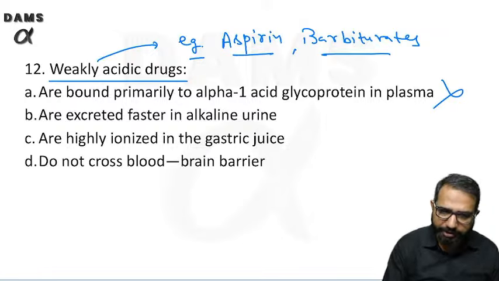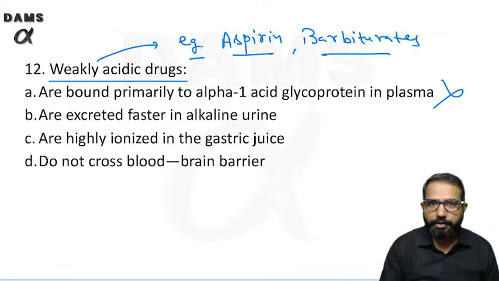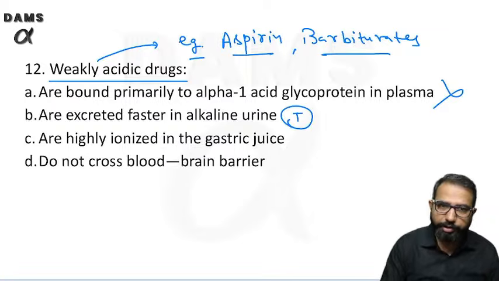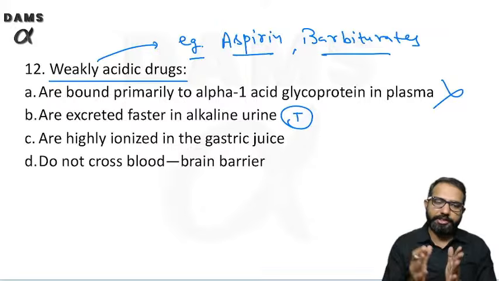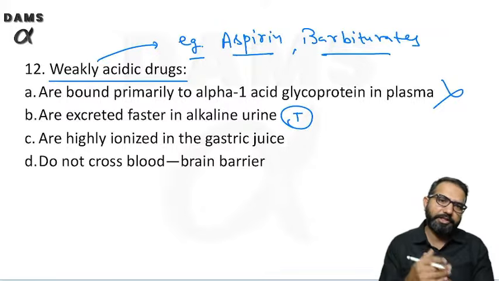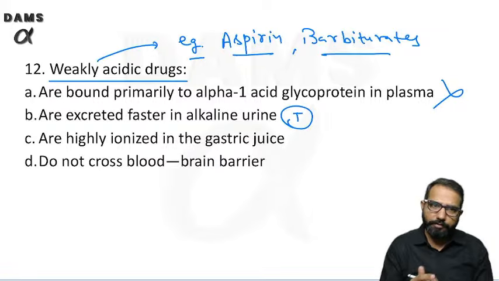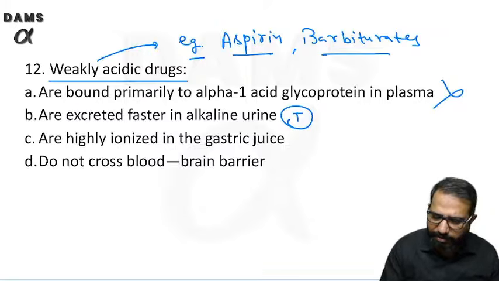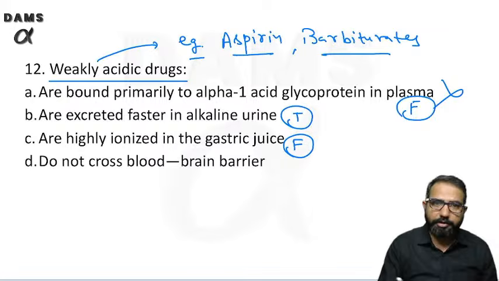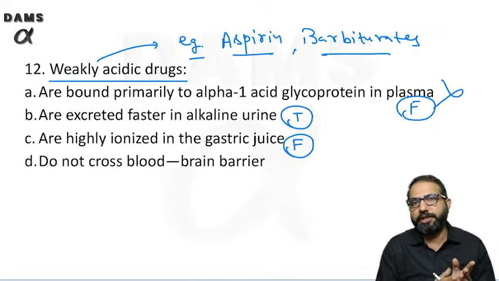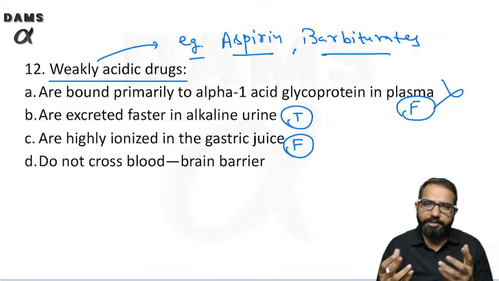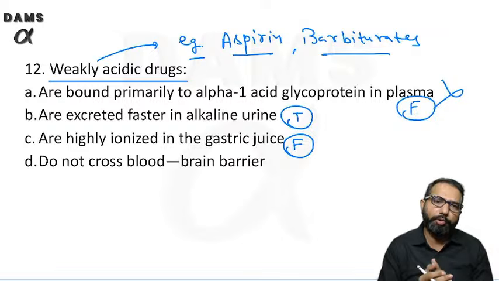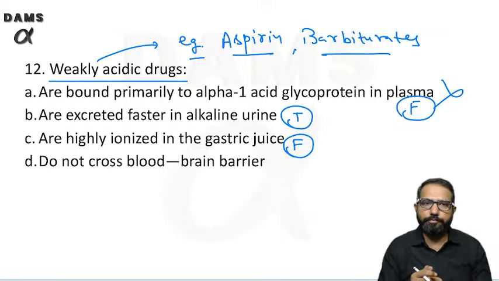Acidic drugs are excreted faster in alkaline urine. That is true. If the urine is alkaline, this acidic drug becomes more polar, and the polar drugs are easily excreted. Acidic drugs are highly ionized in the gastric juice. No, that is false. Acidic drugs are less ionized in the gastric juice, because gastric juice has acidic pH. In acidic pH, an acidic drug is more non-polar, or you can say unionized.